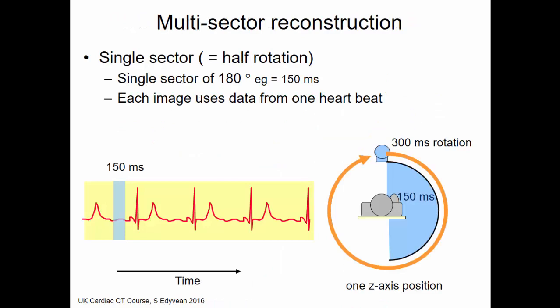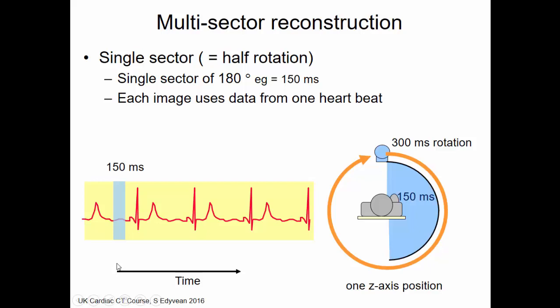Okay, so let's look at multi-sector reconstruction. Now, I'm afraid I do feel I've whizzed through all this fairly quickly, but hopefully it'll be a resource for you to go back to later. So we're talking about half a rotation worth of data. So it's a 300 millisecond rotation in this example, and 150 milliseconds of data that we're using to reconstruct our image. So that's what I've been talking about. So that's single sector, okay? And we're getting the data from each heartbeat, which is what I was showing you.